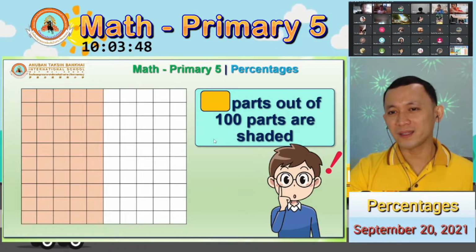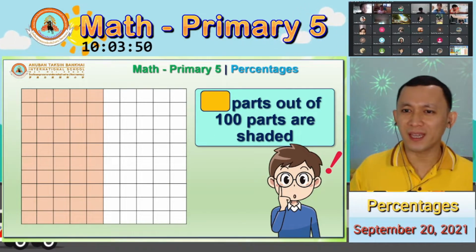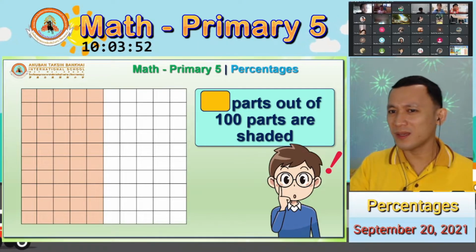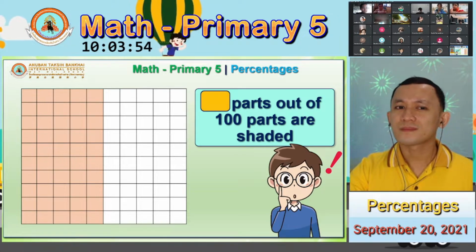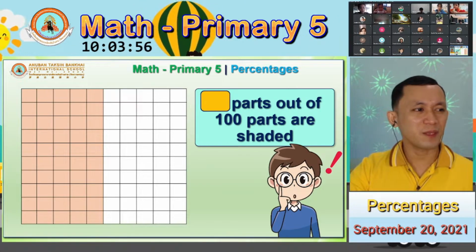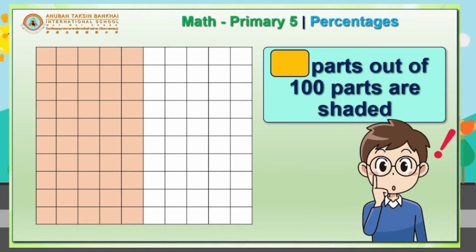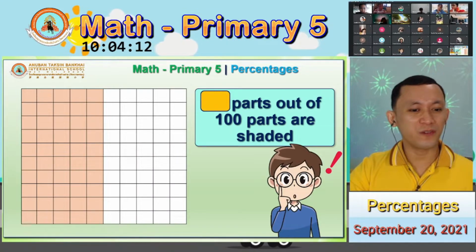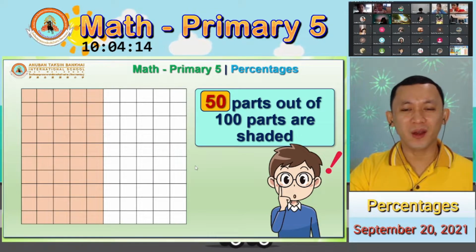Okay. Now, how about this one? How many parts out of 100 parts are shaded? How many parts? Who can tell me? Count. How many parts? 50. Are you sure? 100% sure. Okay, are you sure 50? Very good.